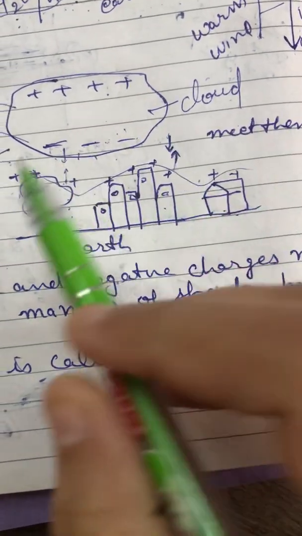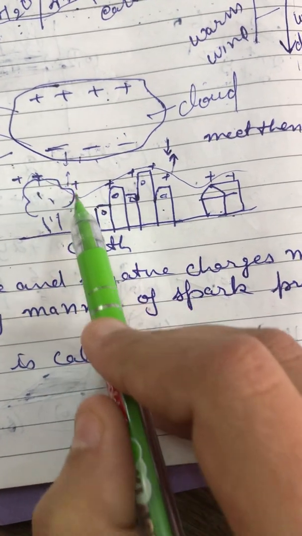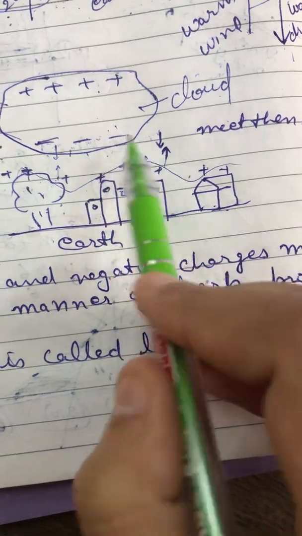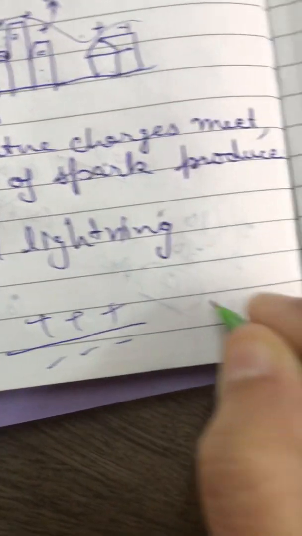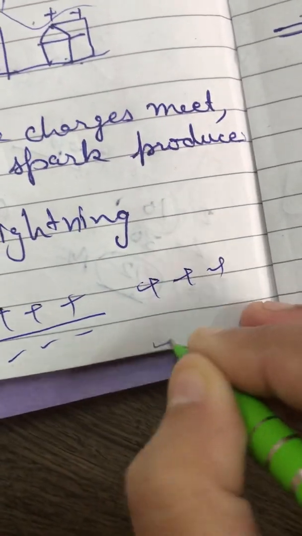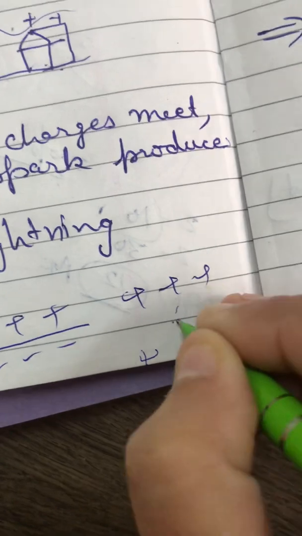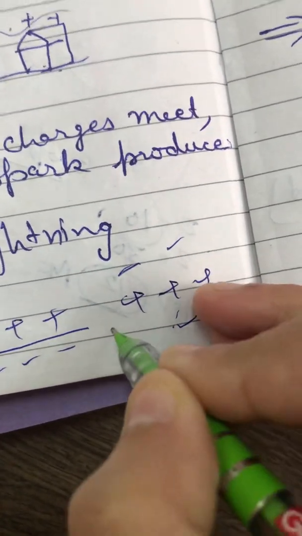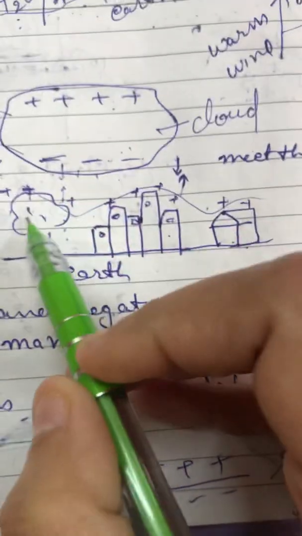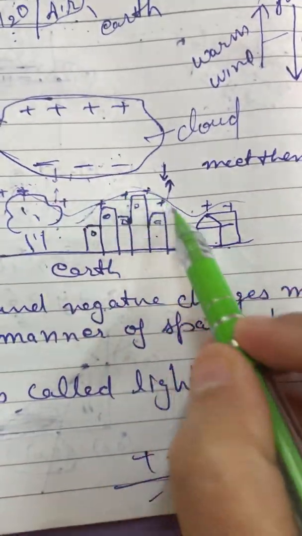This is like this. Tree is upper, then building is lower, then building is higher. So this is not symmetrical. Okay? Positive, positive, positive, negative, negative. This is not symmetrical. Positive is here, negative is here, positive is here. Okay? This is negative. So this is a zigzag manner. This is not symmetrical, zigzag manner.